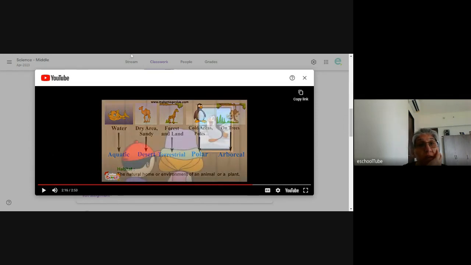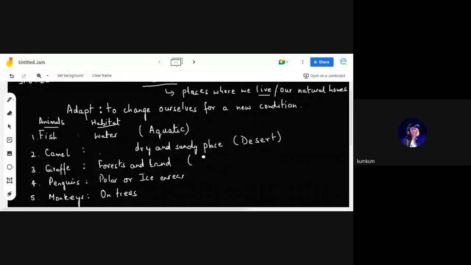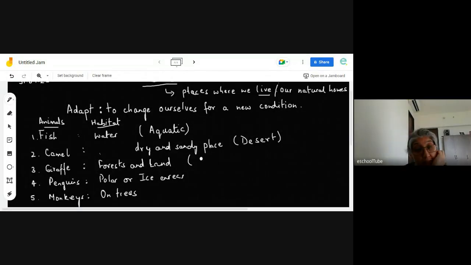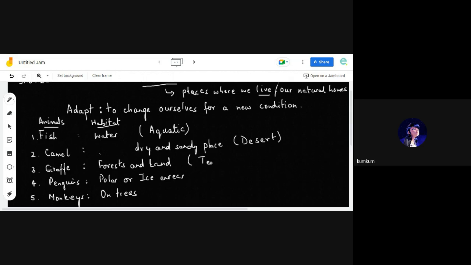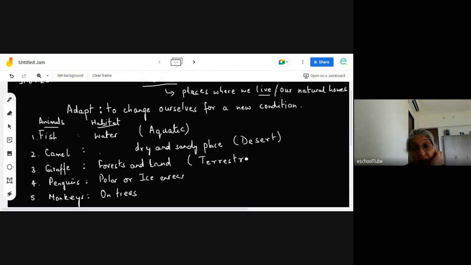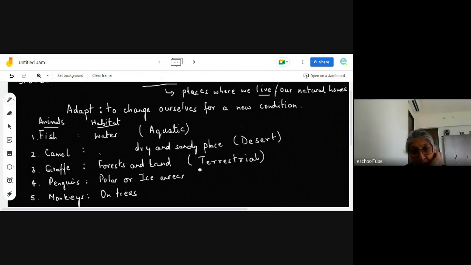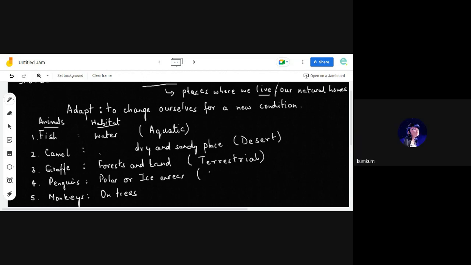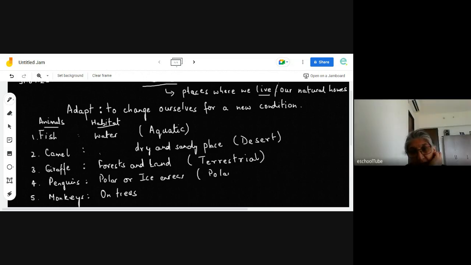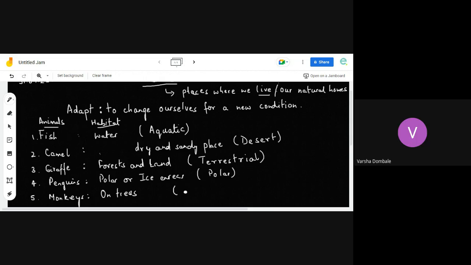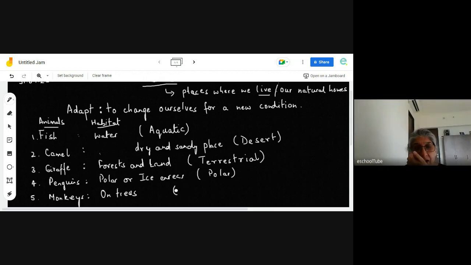Okay, now, Sonia, tell me. Habitat of giraffe, what is it called? Ma'am, terrestrial. Spelling? T-E-R-R-E-S-T-R-I-A-L. Terrestrial. And penguins? Polar. And monkeys? Polar, ice areas.